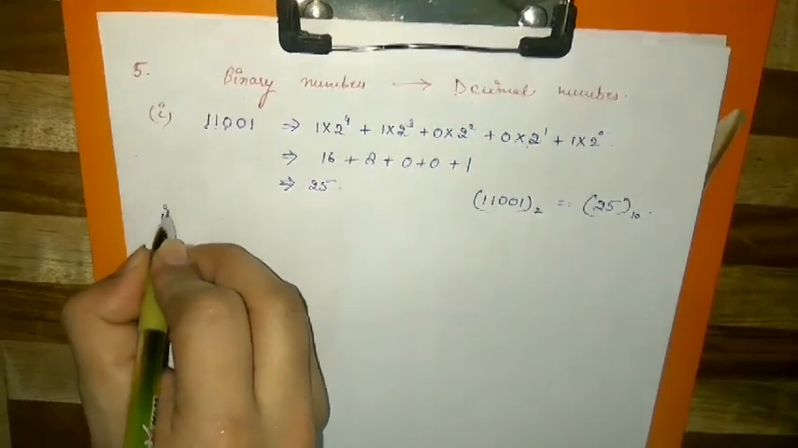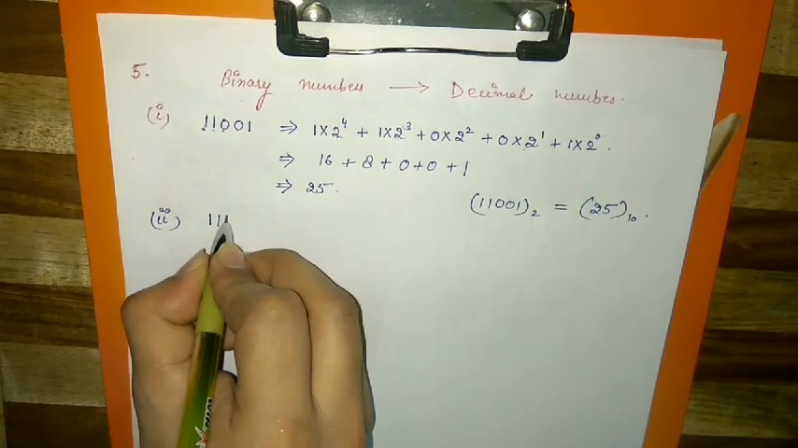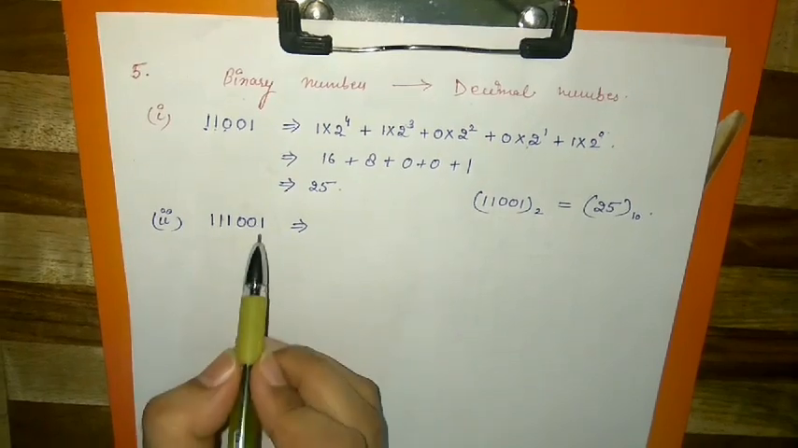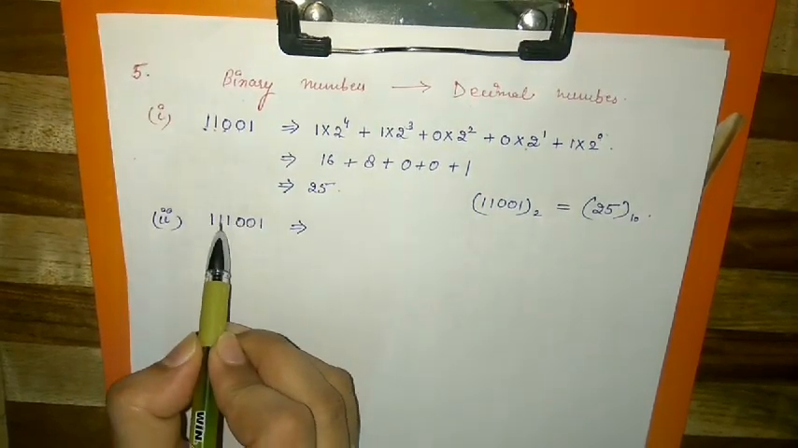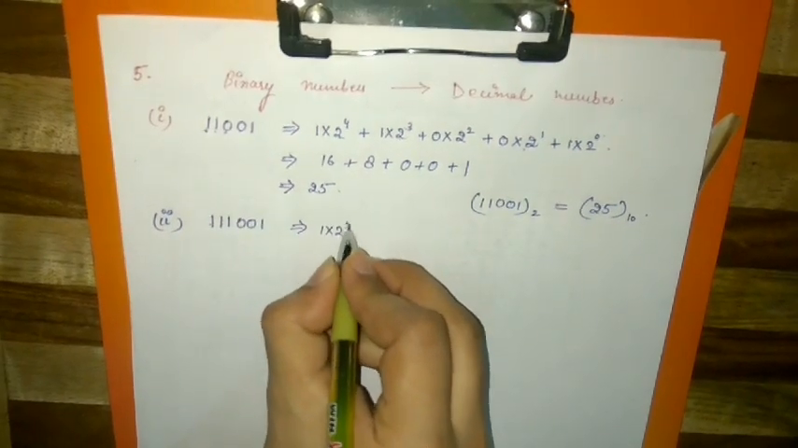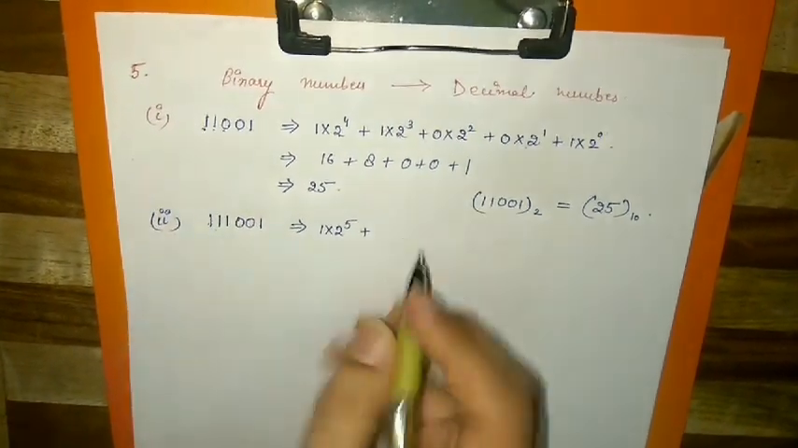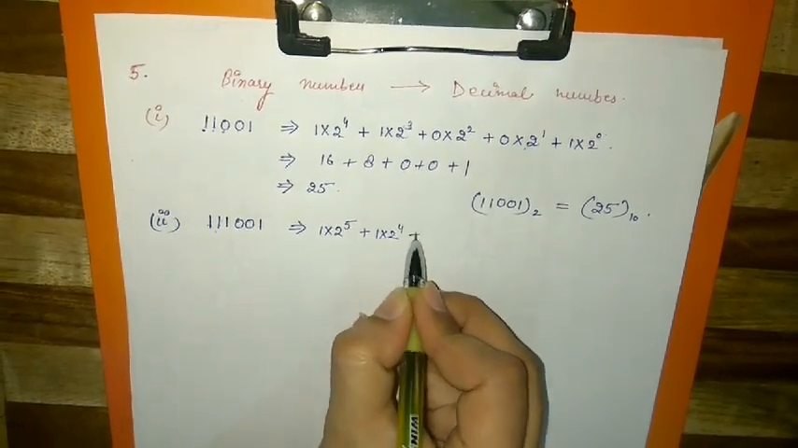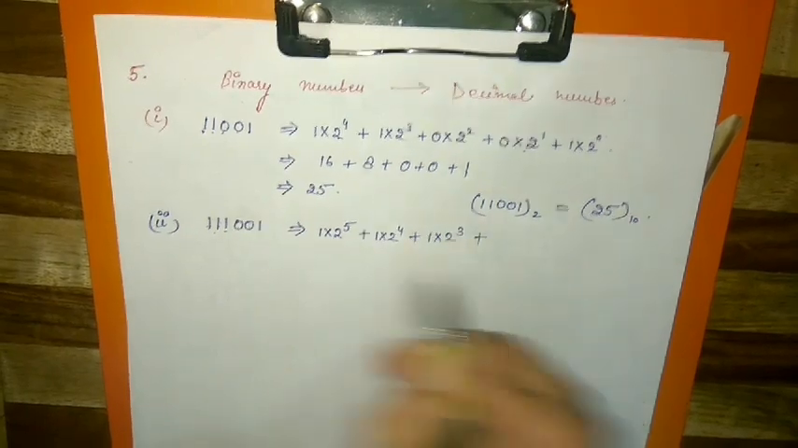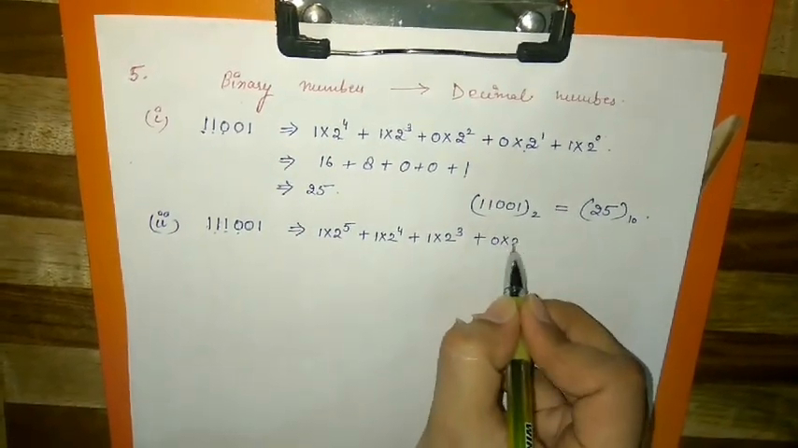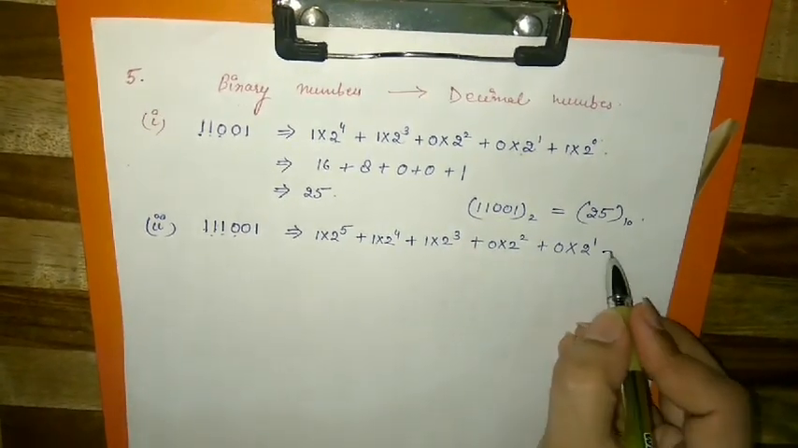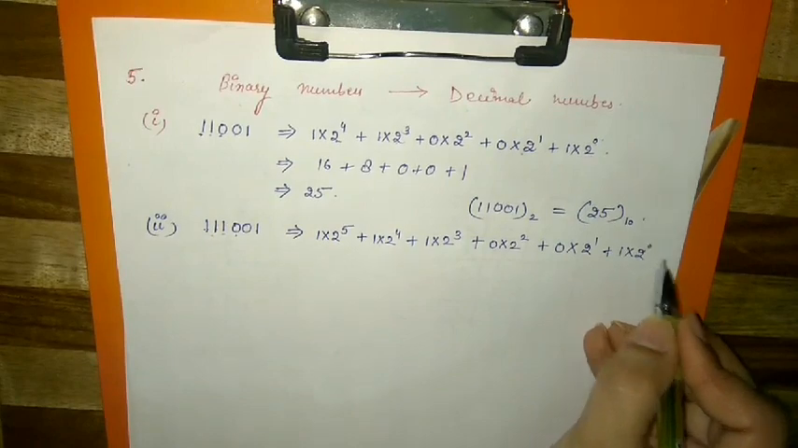Now see the second one. The second one is 111001. Okay, again you have to follow the same procedure. What? 0, 1, 2, 3, 4, 5. Yes, over here it is 5. So 1 multiplied by 2 to the power 5. Then again this one multiplied by 2 to the power 4. Then again this third one multiplied by 2 to the power 3. Then comes 0. 0 multiplied by 2 to the power 2, then again 0 multiplied by 2 to the power 1, then at the last 1 multiplied by 2 to the power 0.